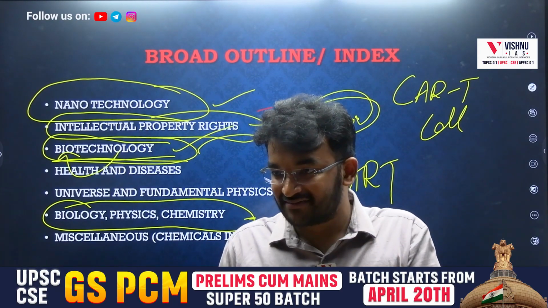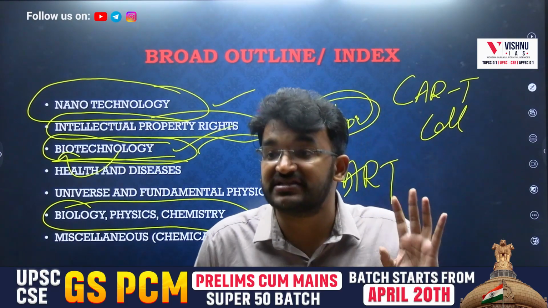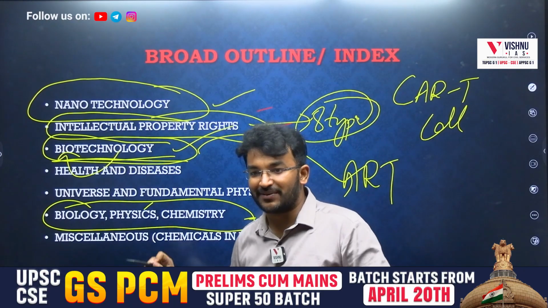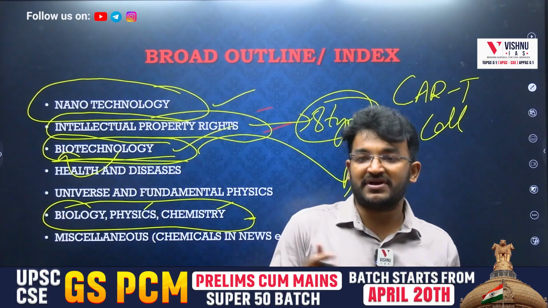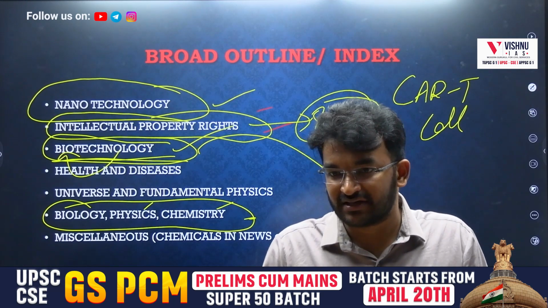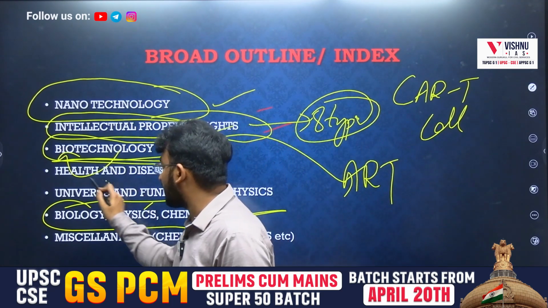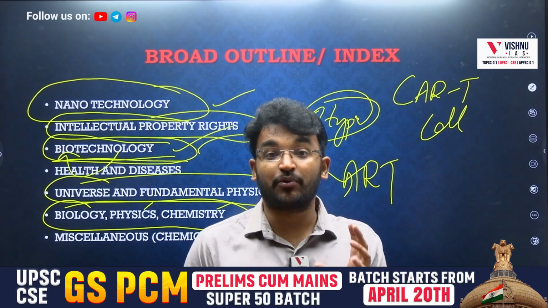Golgi complex, endoplasmic reticulum, mitochondria. All these things we'll be seeing in this biology. Similarly, in physics, we'll be seeing things like Bernoulli's theorem. In chemistry, we'll be seeing the major chemistry things, right? So, in this chapter, we'll be learning those things. In the universe and fundamental physics chapter, we'll be studying about the universe.